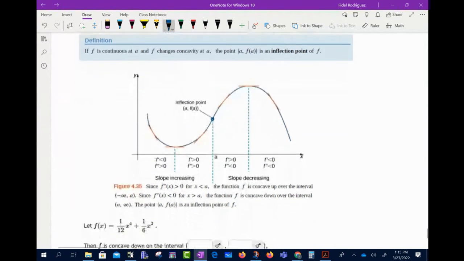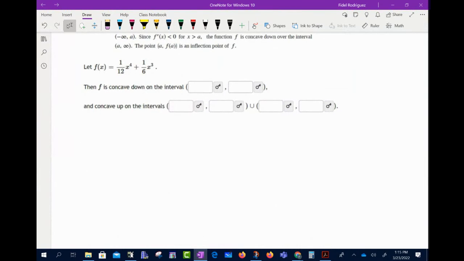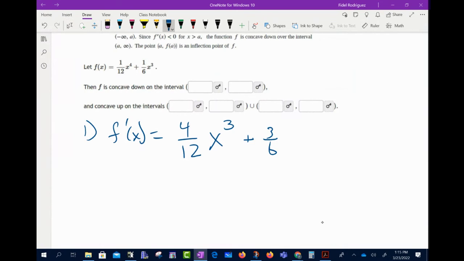Let me take a look. Here we go. So we're going to start looking at the concavity of the function. The concavity all deals with the second derivative. So step number one, we need to find the first derivative. So let's find the first derivative of this function. If I take a look at the function that I have here, 1/12 x to the fourth, everybody agreed the derivative is going to look something like this, 4 over 12 x to the third plus 3 over 6 x squared.